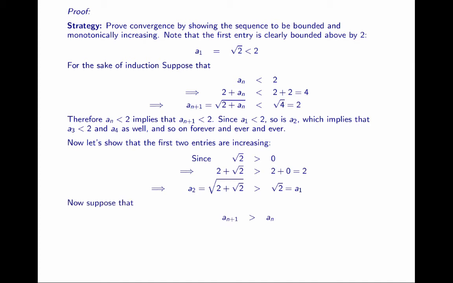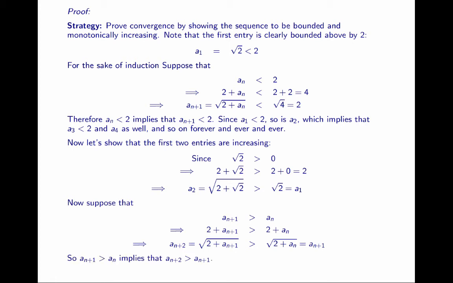Now suppose that a_{n+1} is greater than a_n, right? That's definitely true if n is equal to 1. Now I can add 2 to both sides. I can take a square root of both sides. The square root of 2 plus a_{n+1}, that's a_{n+2}, is greater than the square root of 2 plus a_n, which is a_{n+1}. Therefore, if a_{n+1} is greater than a_n, then a_{n+2} is greater than a_{n+1}.